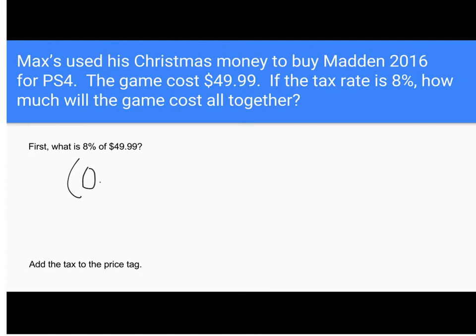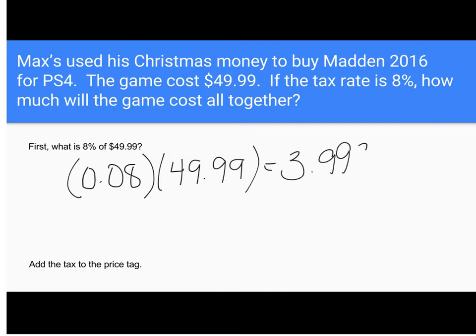8 divided by 100, we get 0.08 for 8%. Remember that 0.8 would be 80%, so be careful when you're changing. Divided by 100, you get 0.08. And 0.08 times 49.99, put that in your calculator, you get 3.9992.